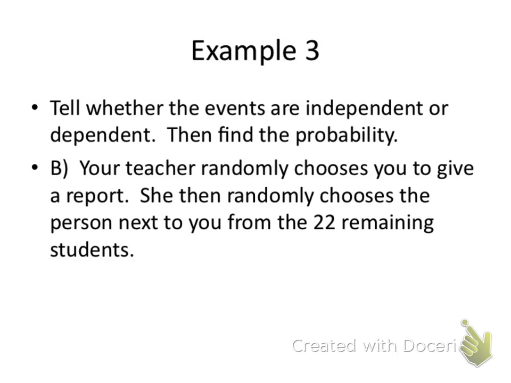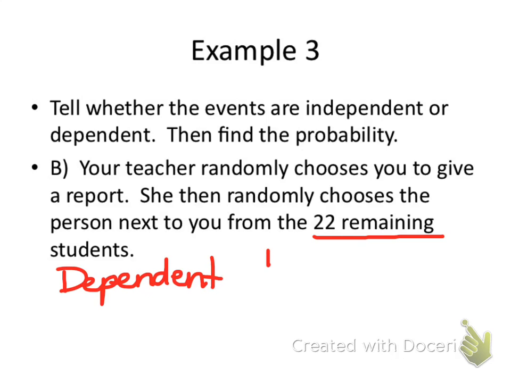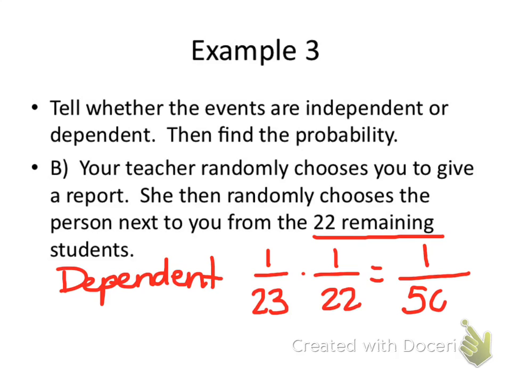The second part, I have to choose somebody to give a report, and then randomly choose the person next to you from the 22 remaining students. This is going to be, because there are only 22 remaining students, we have to know how many people were in the class to start with. Yes. So this is dependent because once you have gone, you're not going to go again. So probability of A is 1 over 23. Probability of B is now 1 out of the 22 remaining students. So that the combined probability of A and B is 1 out of 506.